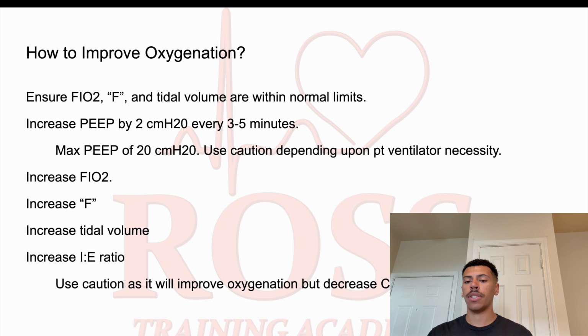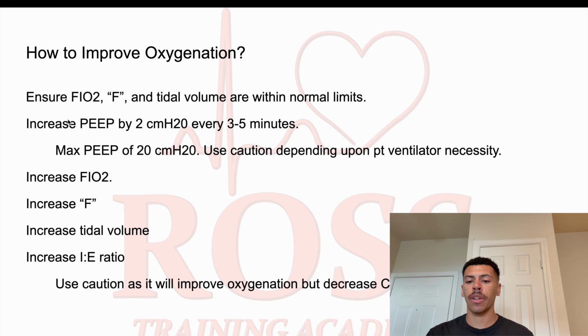All right, so we've gone ahead and talked about all these different ventilator settings and calculations, and so now you're curious, how can I improve oxygenation? We're going to start by ensuring our FiO₂, our frequency, and our tidal volume are all within normal limits. If they aren't, then go ahead and get them into those normal limits.